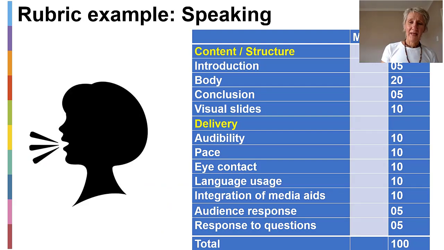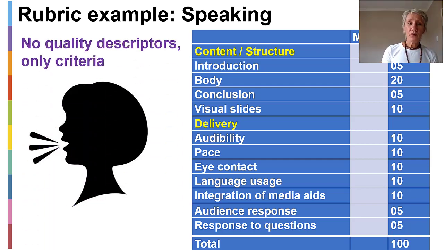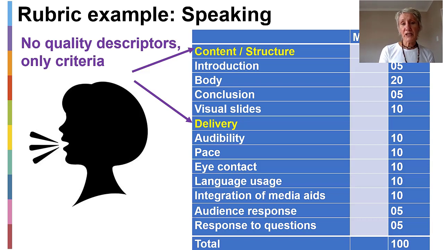Here we have a rubric for speaking. This is the same rubric I gave you for listening, for speaking in a previous learning event. So if you have a look at this, we've got our descriptors, which are only the criteria for the actual task, and there is no rating scale. We have just actually got a mark here. So you'll see that your descriptors are content and structure, and delivery. So for content and structure, I'll look at the introduction, body, and conclusion, as well as the visual slides, and I'll give them marks for that.